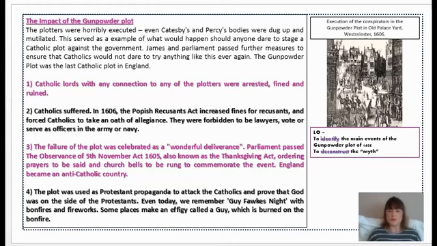The failure of the plot was celebrated as a wonderful deliverance. Parliament passed the observance of the 5th of November Act 1605, also known as the Thanksgiving Act, ordering prayers to be said and church bells to be rung to commemorate that event, and we still obviously do that.